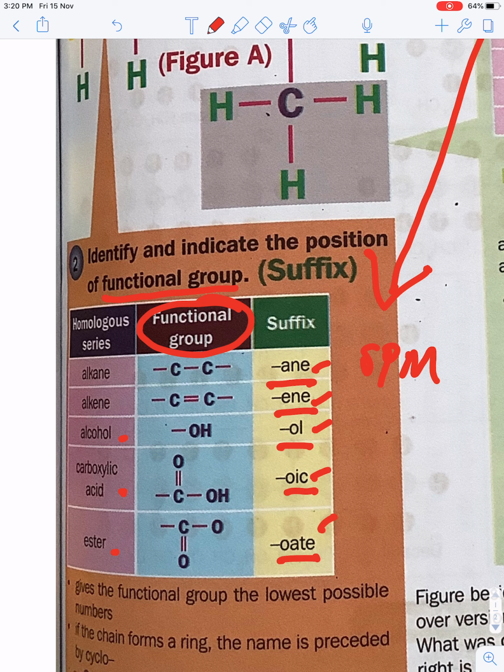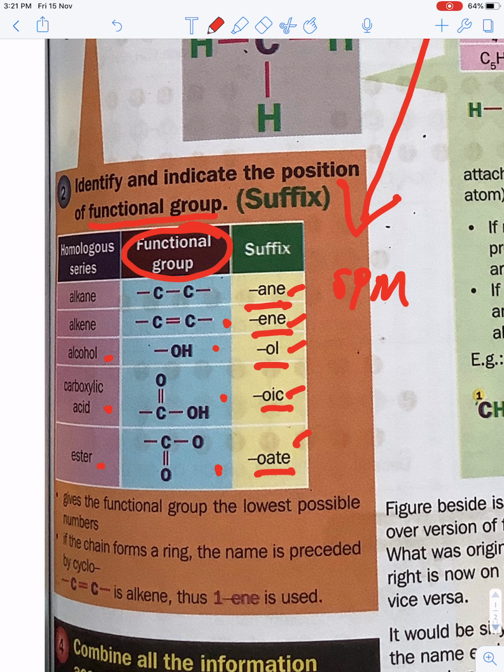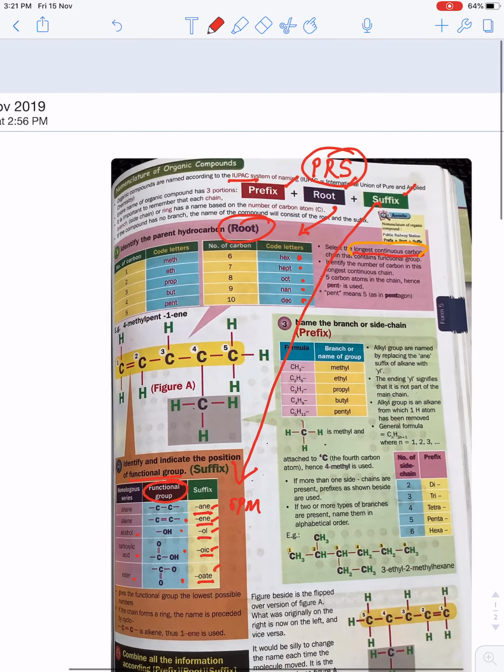Normally they will ask in the SPM. If they ask for an, what is the functional group? It's a carbon-carbon single bond. Carbon-carbon ikatan tunggal. Yang ni adalah carbon-carbon double bond. Ikatan ganda 2. Functional group lain hydroxyl, carboxyl, carboxyl. Itu adalah antara dia punya naming untuk functional group suffix. Then guys, let's proceed to the next one.